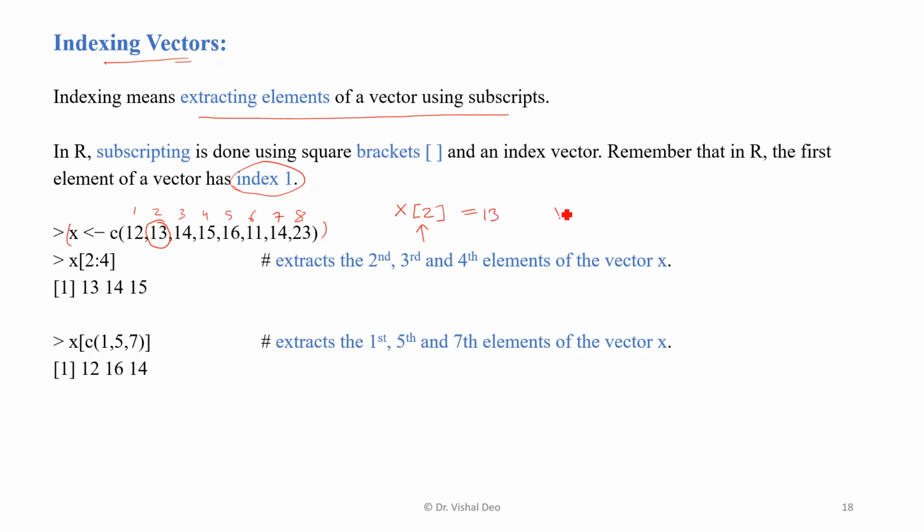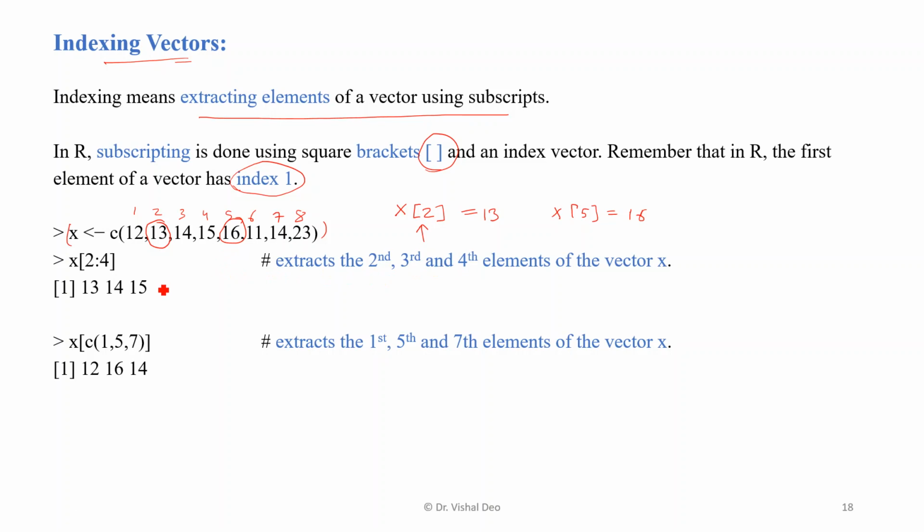So similarly, what will be x5? x5 will be equal to this value, 16. So this square bracket is used for indexing or extracting elements of a vector, right?